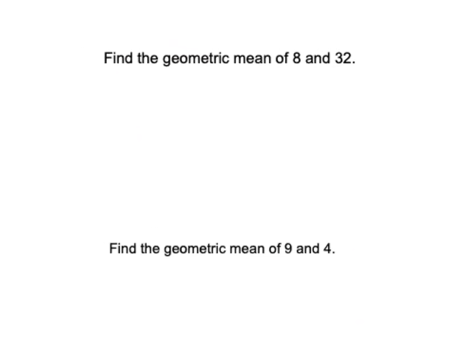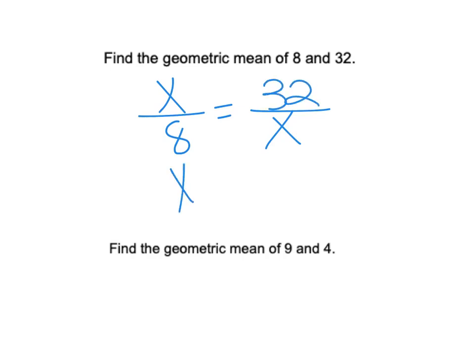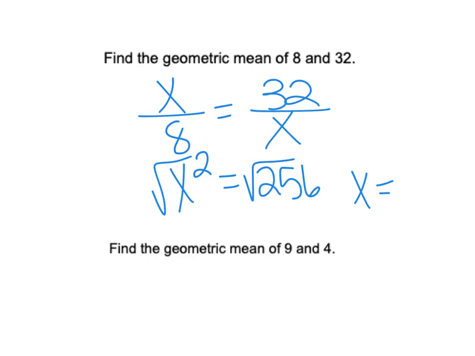If you want to pause the video and try it on your own, you certainly can. Remember, you're finding the geometric mean of these two numbers. Okay, so that means we're going to set up our proportion. And to find the geometric mean, we're going to put the value we're trying to find in opposite corners. And then we're going to put the two numbers we're using to find the geometric mean on the other corners. And if we cross multiply, we get x squared equals 256. If we take the square root, x equals 16.